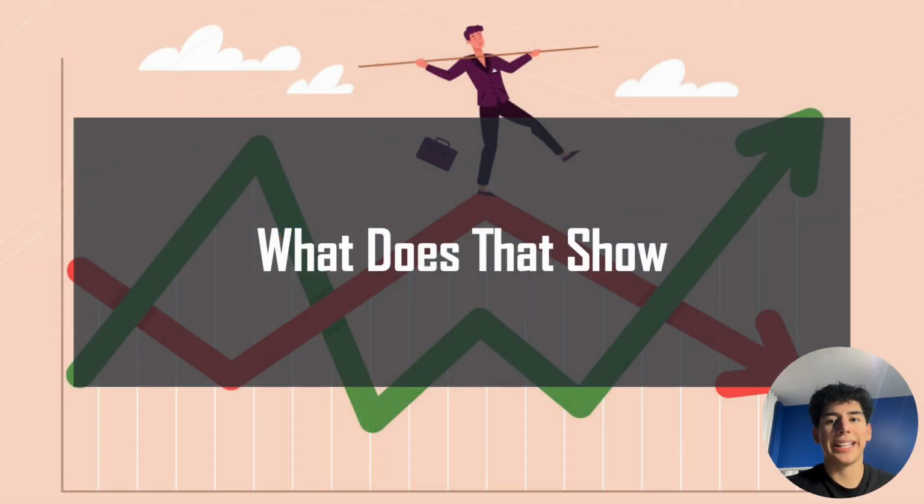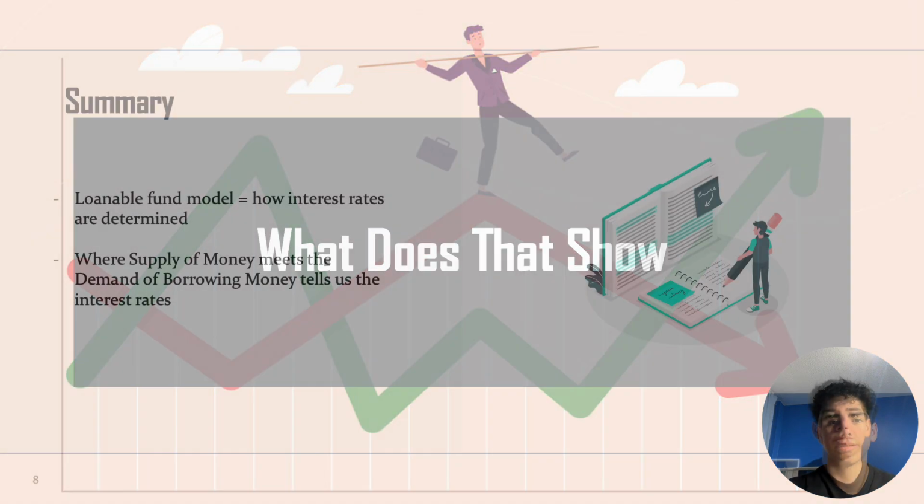This goes to show that at the end of the day, there are a lot of moving parts when it comes to determining the price of interest rates. It's all about the balance between saving, borrowing, and government intervention.